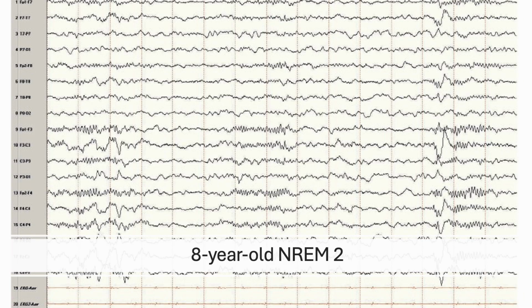Here's what pediatric N2 would look like. Check out how long these spindles are. That's a long spindle. And here's one right here. That's a long sleep spindle. Also near the end of the record, there's a K-complex right there.